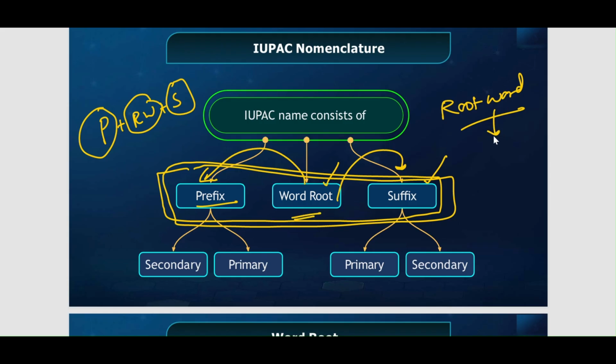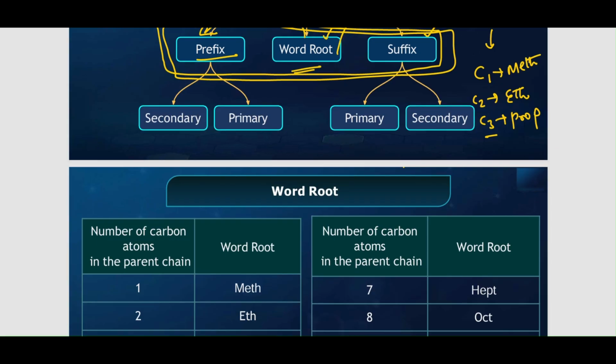What is meant by root word? It describes the number of carbon atoms. So if one carbon is present in the given carbon compound, then that root word will be meth. And if two carbons are present, we can write the root word as eth. Like that, prop, if it contains three carbon atoms. So like that, I will explain one by one.